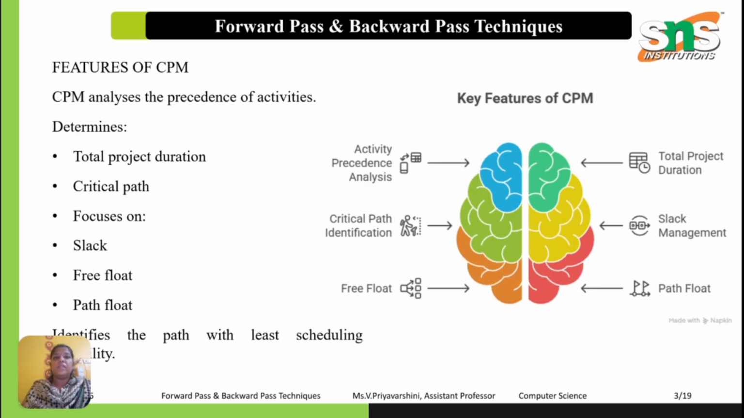Next are the features of CPM. The main features of CPM are: activity precedence analysis, where CPM studies the sequence and dependencies among activities; project duration calculation, which determines how long the project will take; critical path identification, which identifies the longest path in the network; and float analysis, where CPM calculates various types of float such as total float, free float and path float. These values indicate schedule flexibility. Activities with zero float belong to the critical path.